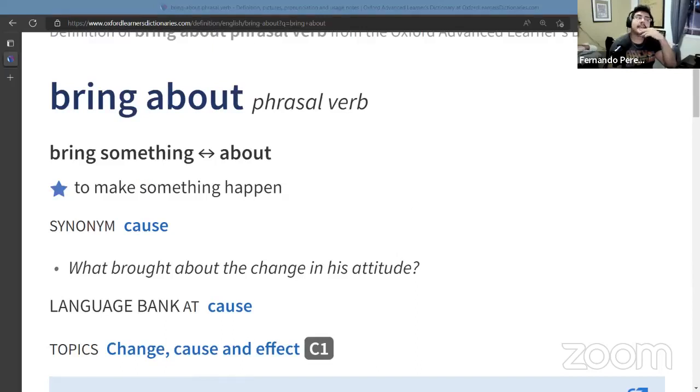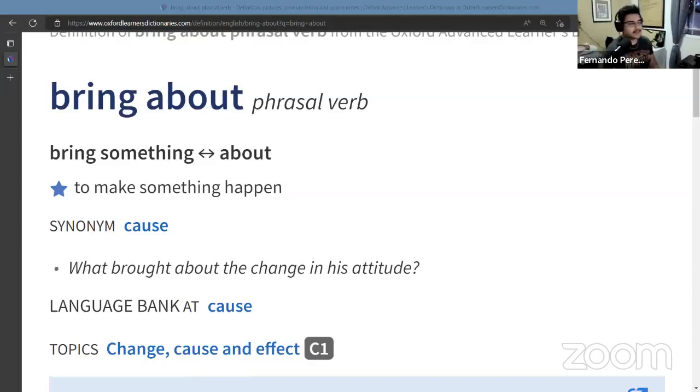Another example can be: his addiction to gambling brought about a lot of problems in his financial life, or in his financial record, right? A lot of gambling brought about a lot of problems in his financial record. That's an example that I can come up with.